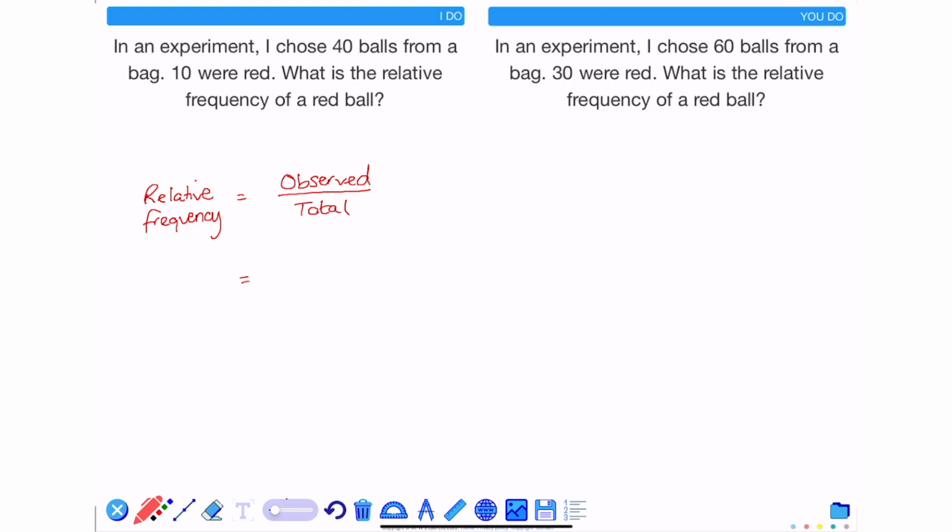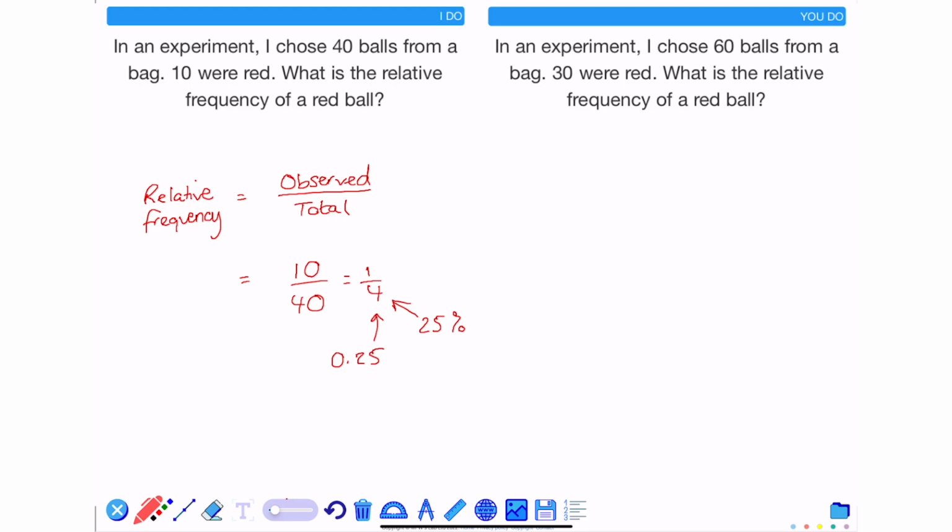I observed a red ball 10 times out of 40 altogether, and this can be simplified down to a quarter. This is the relative frequency of getting a red ball. A quarter could also be written as 0.25 or 25%, and any one of these three answers would be acceptable for the question on the left-hand side.